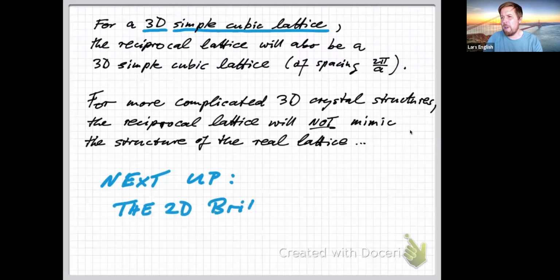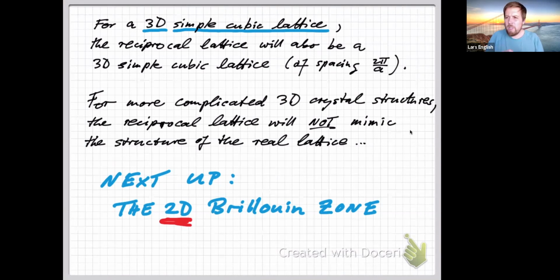But we don't have to worry about those details in our class. That would be a second semester solid state course or a crystallography course or something like that. So this really goes beyond the scope of our course, but I did want to mention it here.